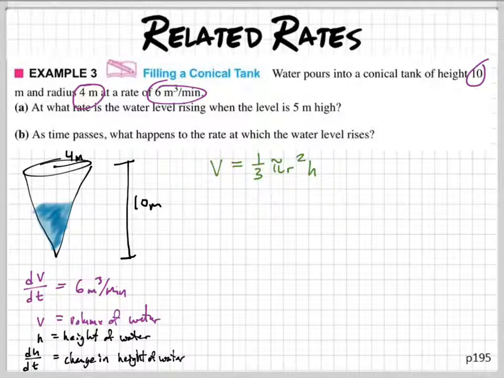Now I want you to think of similar triangles. Remember similar triangles? It's a geometry thing. So there's a triangle right here, and there's a bigger triangle right here. So we can use this idea of similar triangles to create a proportion.